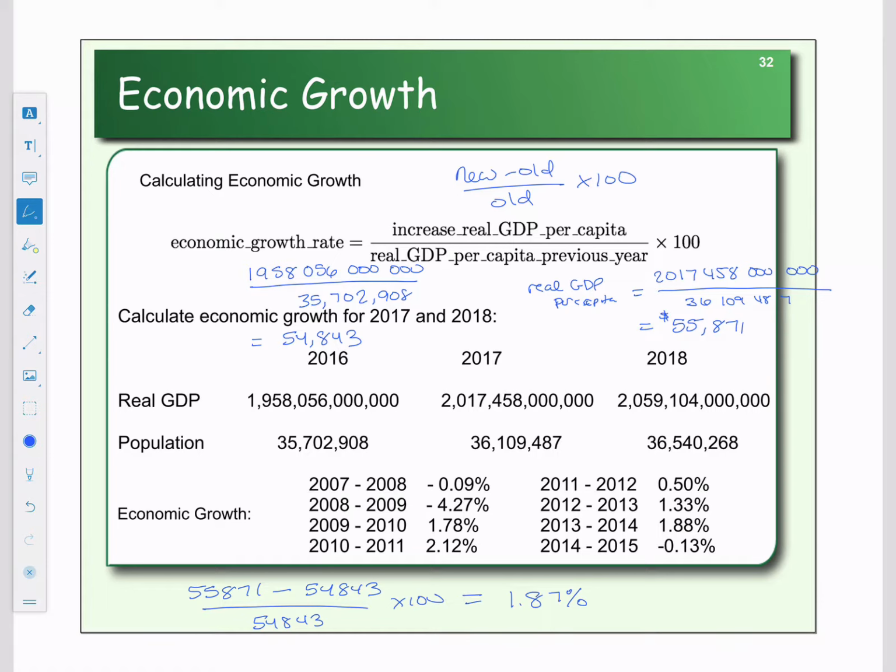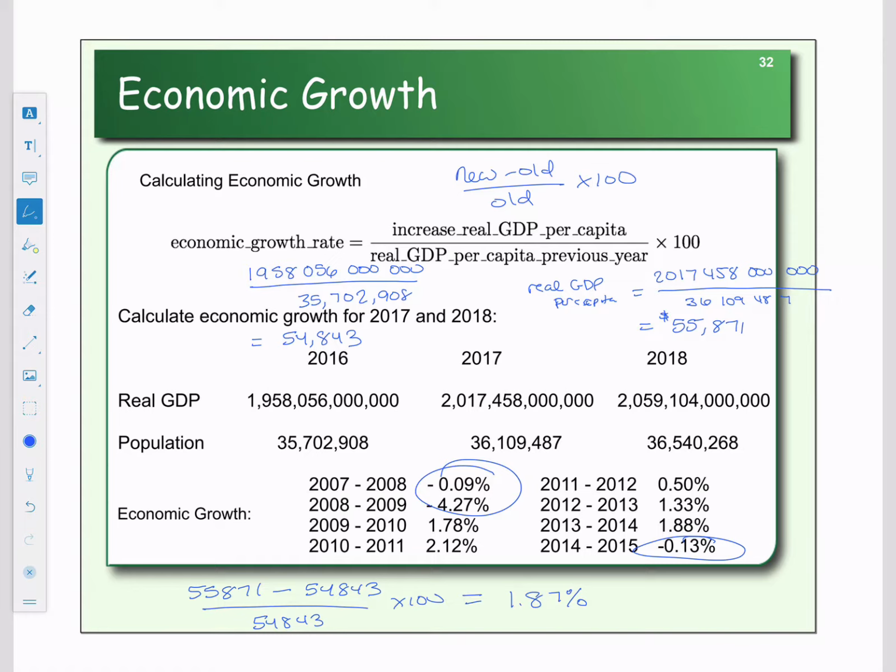To give you a little bit of a comparison, we can see in the 2008 recession, 2008, 2009, that economic growth was negative, contracting. We can see that because of oil prices falling in 14-15, we also see a contraction there as well. We had our own little mini recession. So it looks like for 16-17, we're growing at about 1.87%. We're producing more goods and services per person.